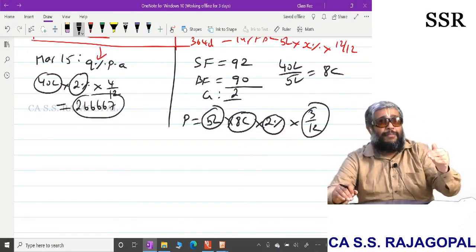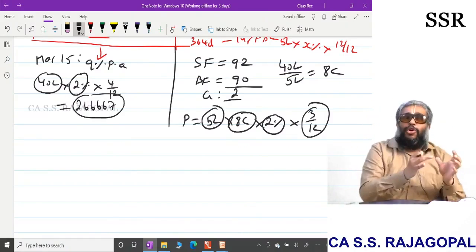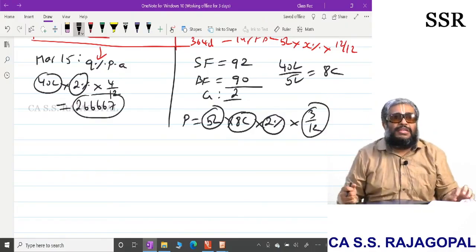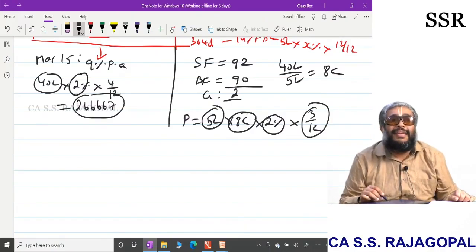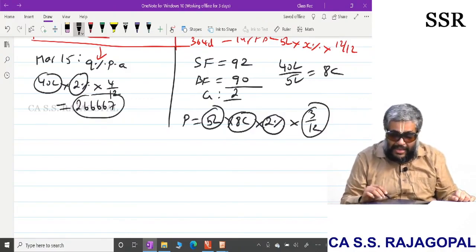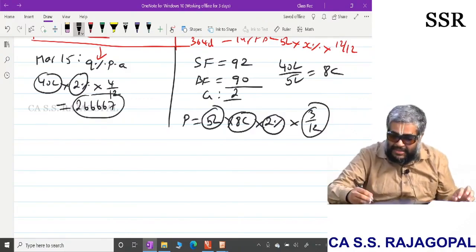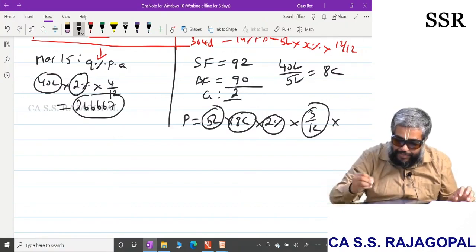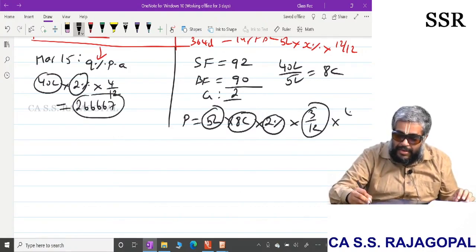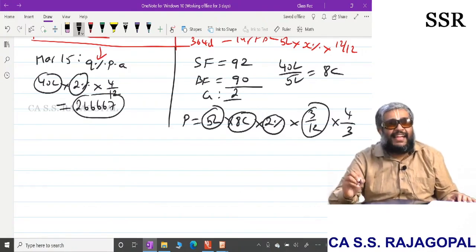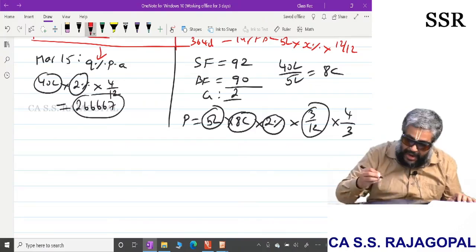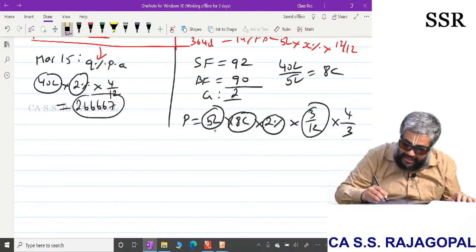So here I have a problem that I want to hedge a 4 months loan using a 3 months futures contract. How to hedge? Very simple. You have to increase the number of contracts. I multiply by 4/3. The 3 and 3 get cancelled, and it becomes this. Now I'll just put the red. Okay, see.